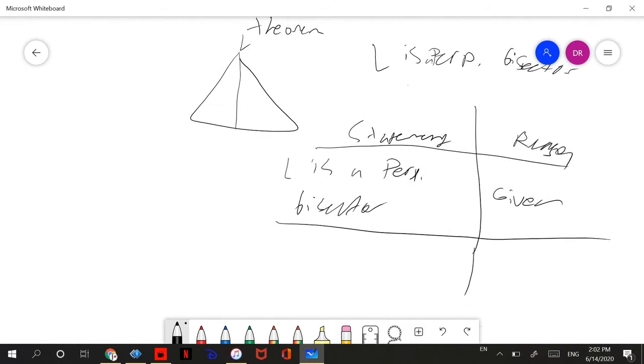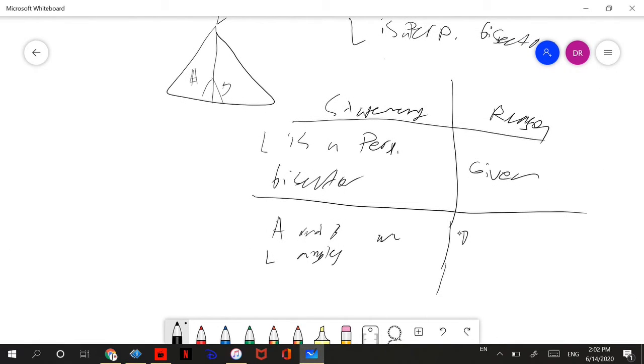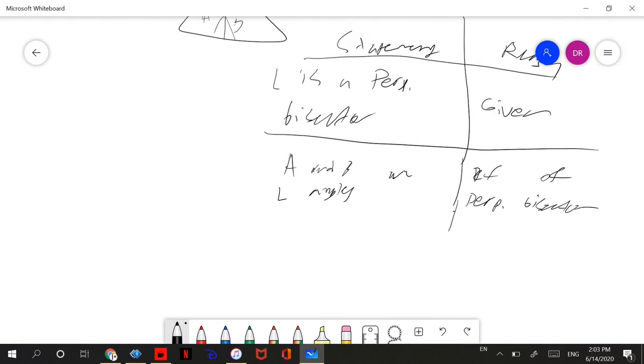Okay, so let's just name these two angles L. Actually, no, let's name them A and B. We can then say that A and B are right angles. The reasoning, definition of perpendicular bisector, because a perpendicular line creates perpendicular angles.